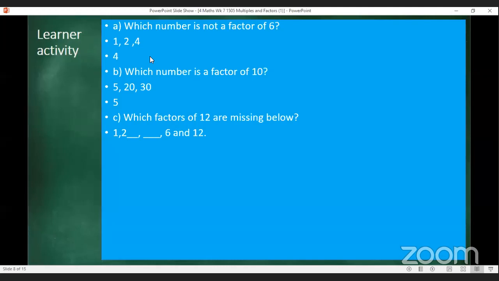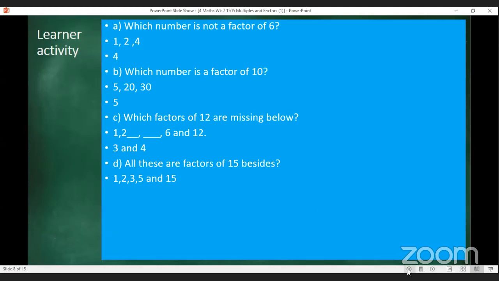Okay, Kayla, Zinzi, Jordan, no wonder, you said 3 and 4. You see, you guys are getting it. 3 and 4. Yes, Jake, you are right. Those are the factors that are missing from the sequence that I've given you. So the answer is 3 and 4. You are right.